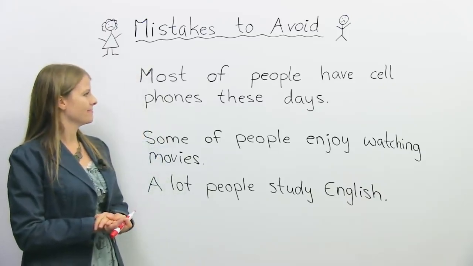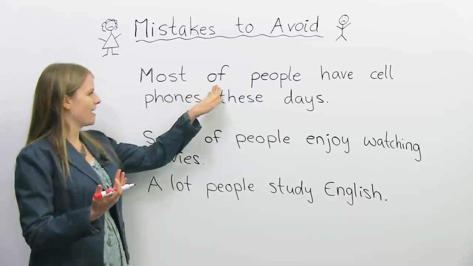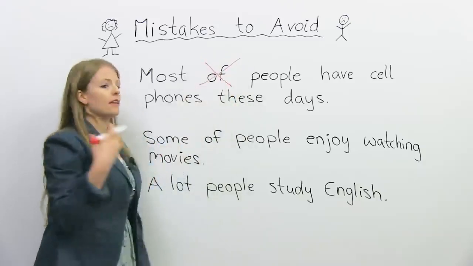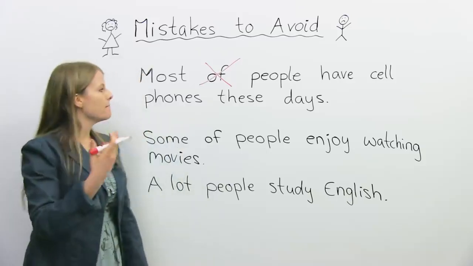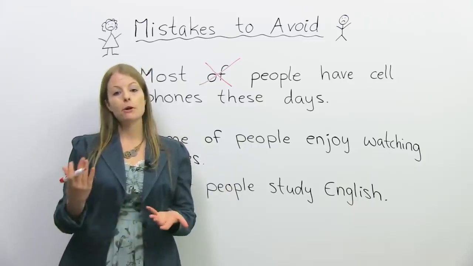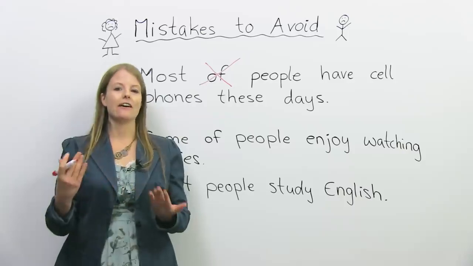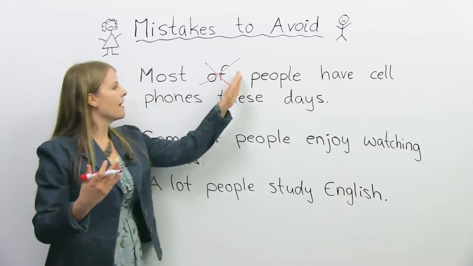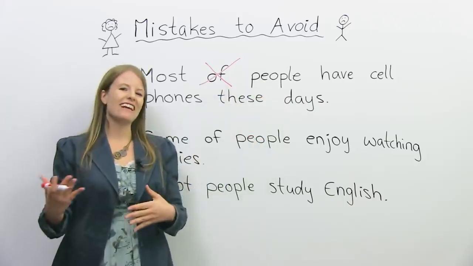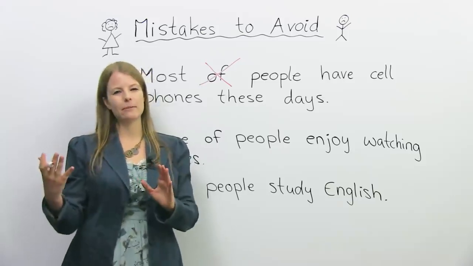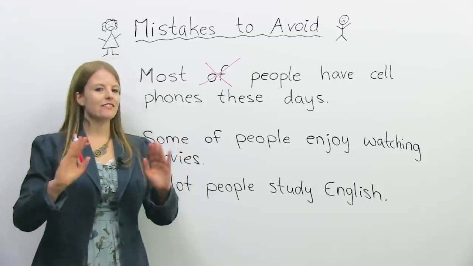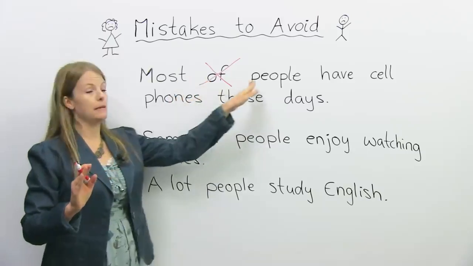Most of people. The problem here is of, okay? We don't need of. Of is incorrect here. We would just say most people. Most people have cell phones these days, okay? Most people love Chinese food. Most people like to play sports. You don't need of. If you had most of the people, that would be okay, but you need the here. Although that's not as common, that actually gets a little bit more into complicated grammar. So the easy rule, okay, the easy rule is just don't use of most people, okay?